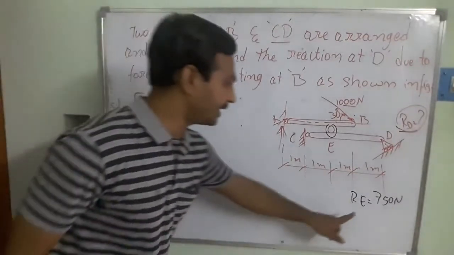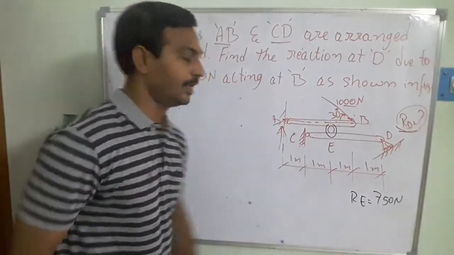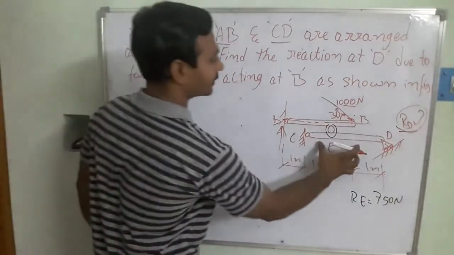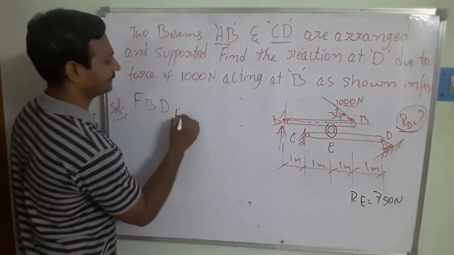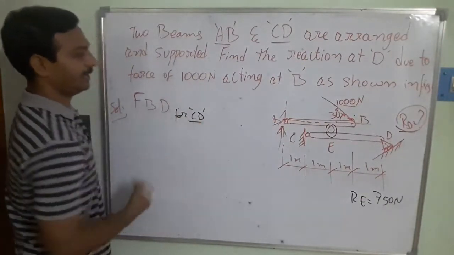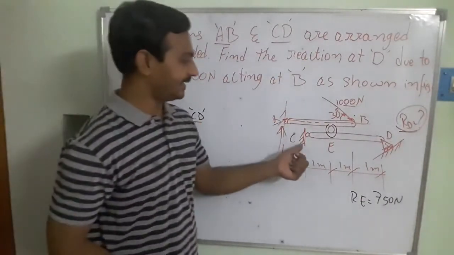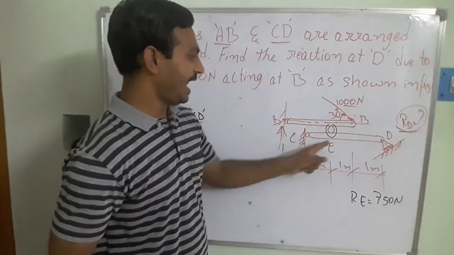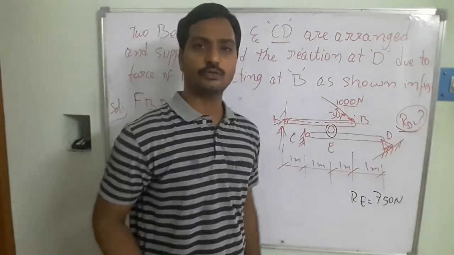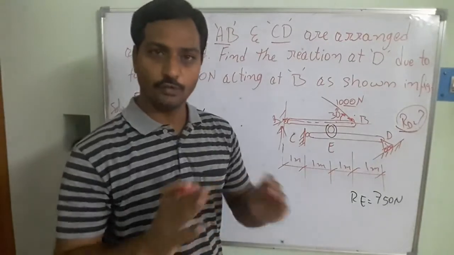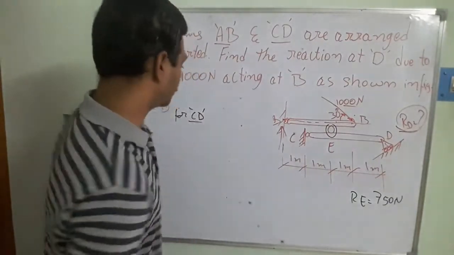So we calculate that RE is equal to 750. Now I am going to be taking the free body diagram for the CD. For CD I am going to be taking the beam. So the beam here you can see, this is going to be the C and E and the D. These are the 2 supports we do have. We need to remove them and show them with the reaction forces.